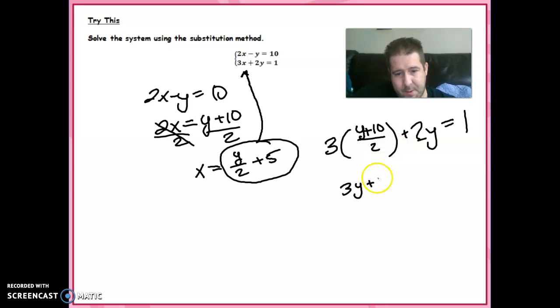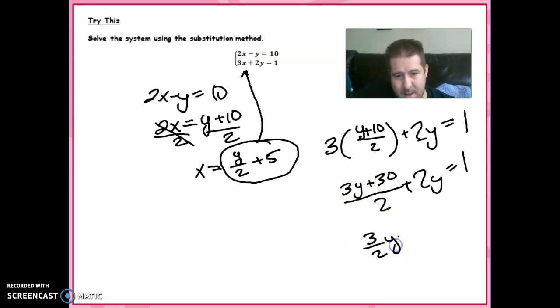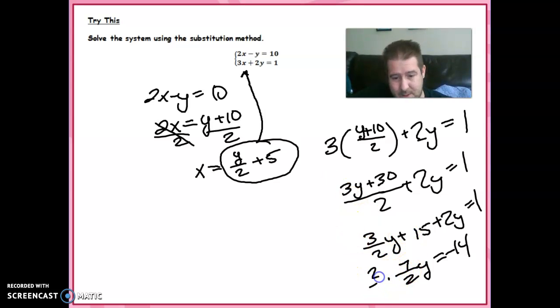3y plus 30 over 2 plus 2y equals 1. So this then gets divided, so 3/2 y plus 15 plus 2y equals 1, and then add these two together, so 1/2, 2, so that makes 3/2, which makes 7/2 y equals negative 14. Then if I divide both sides by 7/2, which is the same as multiplying by 2 over 7, so that y equals negative 14 times negative 2 is 28. 28 divided by 7 is 4.